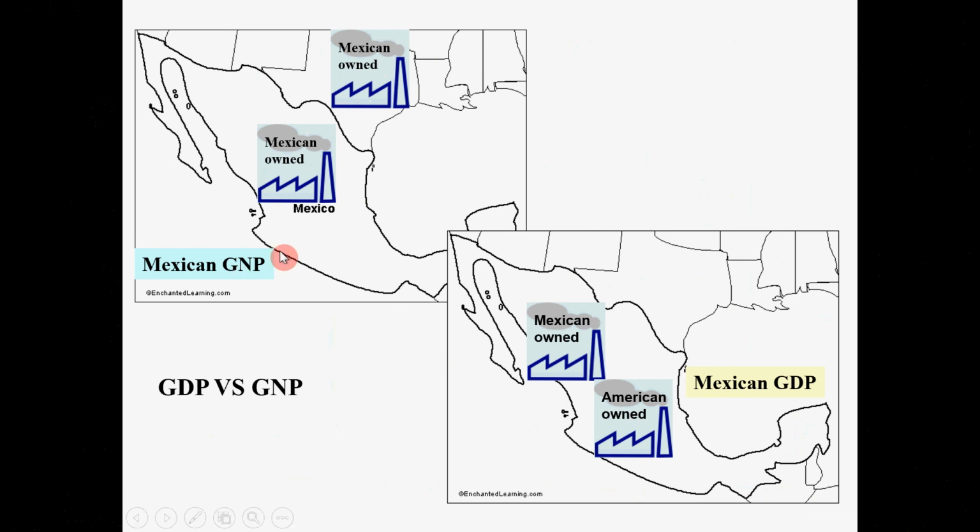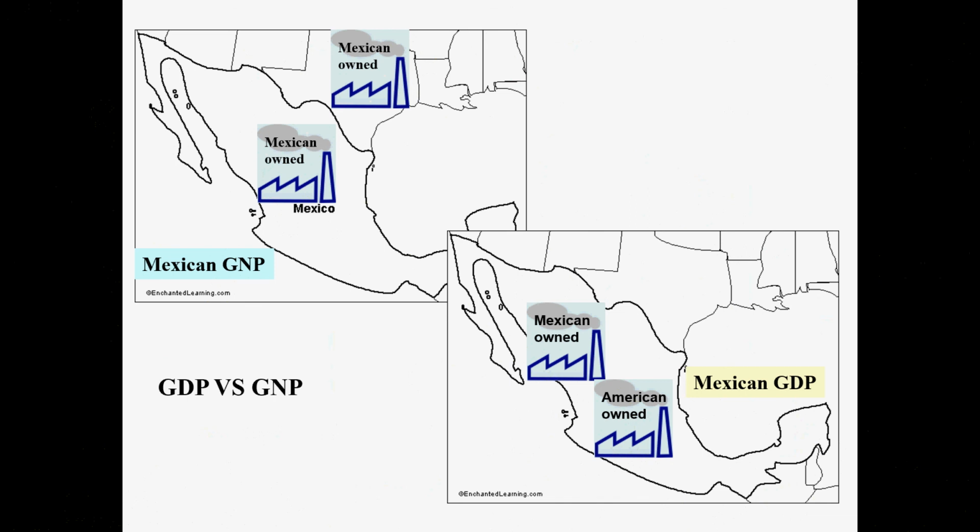So this is what we call the GNP. But here on this map, we see that within the country of Mexico, there are Mexican-owned enterprises. At the same time, there are also American-owned enterprises. These enterprises are owned by citizens of different countries, but they are all physically located within Mexico. Therefore, the products that come out of those enterprises are both called Mexican GDP because they are physically located within Mexico. So that's the difference between GNP and GDP.